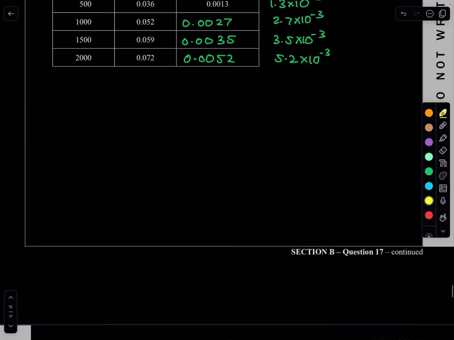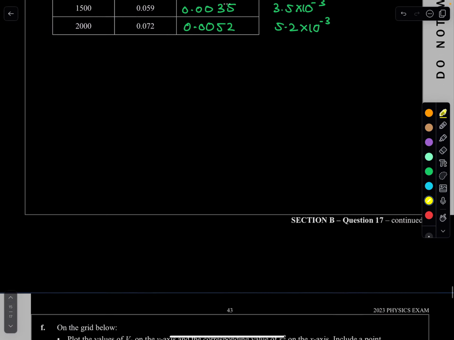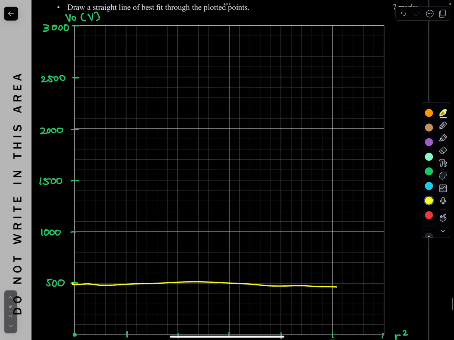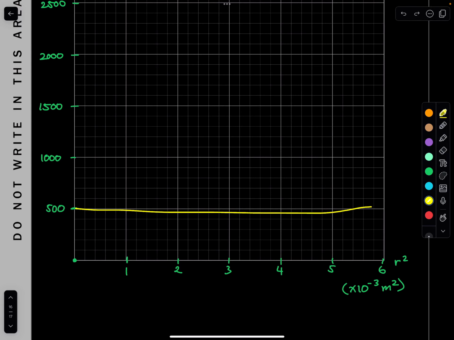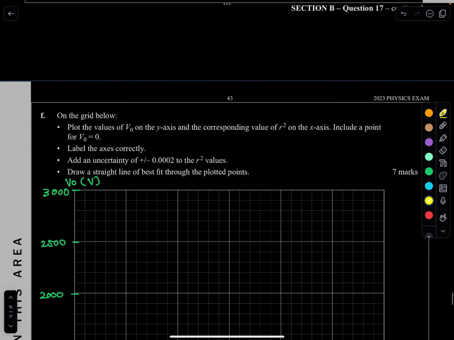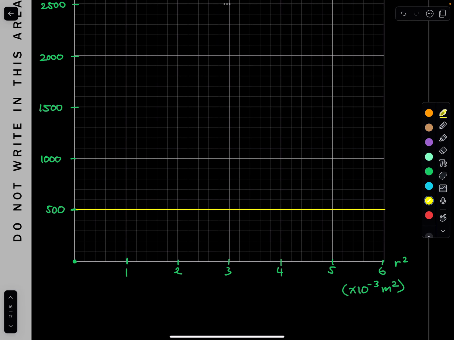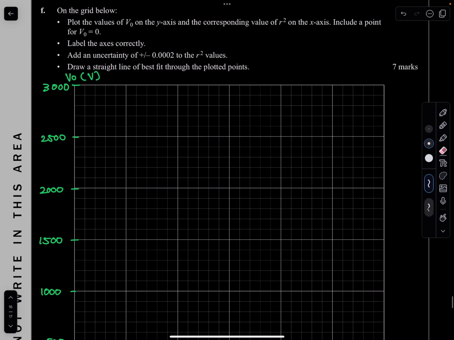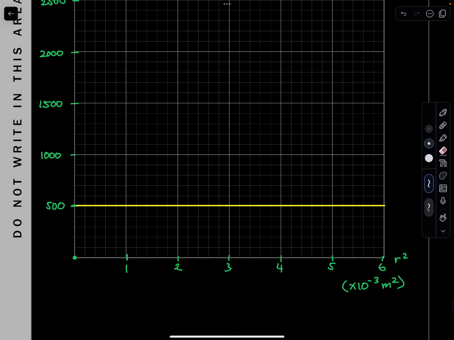Okay, the first point is 500 volts. So 500 volts is this over here. Why is it not drawing it? So I'm just going to draw a straight line. 500 volts gives me 1.3. Each square is 0.2. So 1.3 is what? That's 1.2 here. So 1.3 is in between here, the middle here. So let's draw a point on it. That's it. Next one.